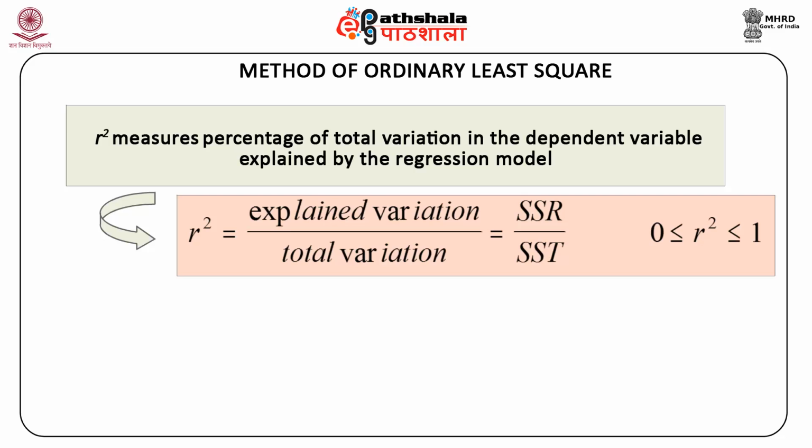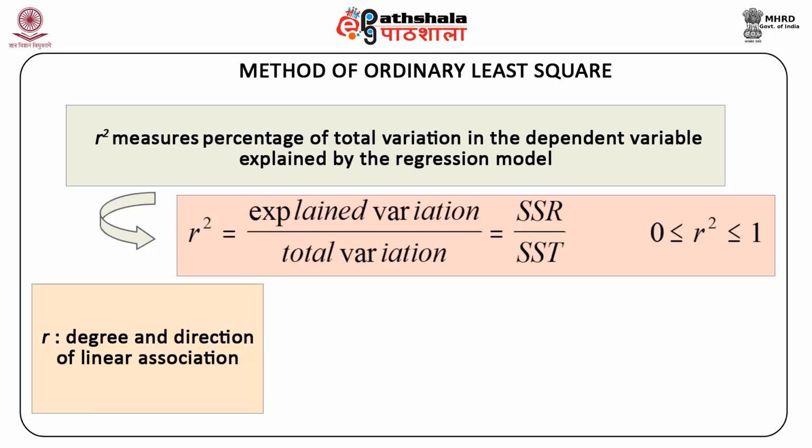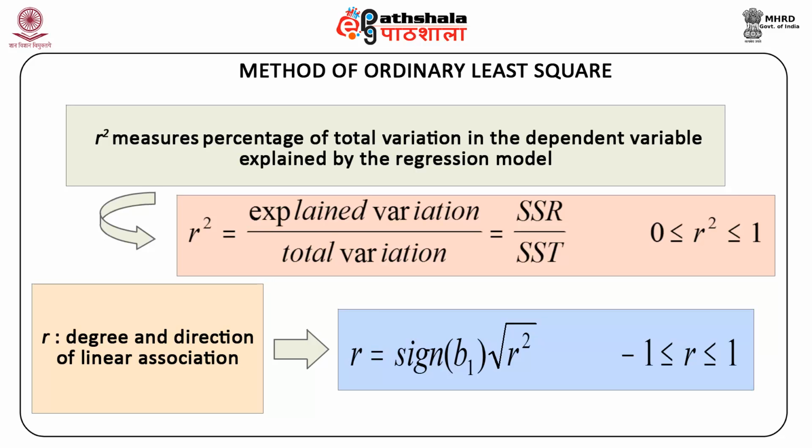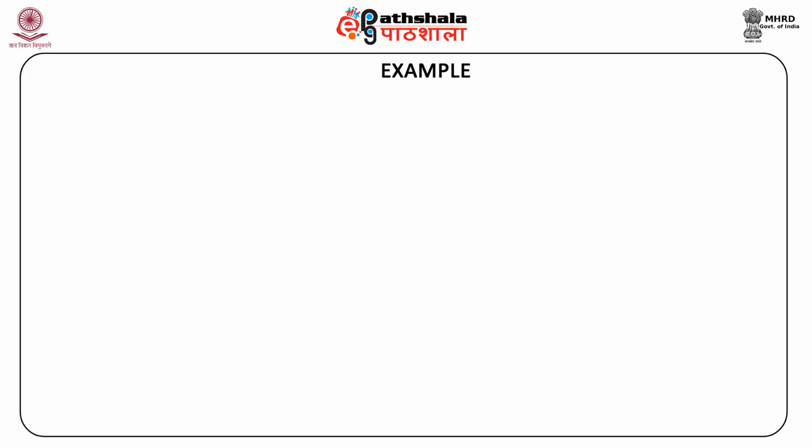From r squared, we can estimate the coefficient of correlation r, which shows the degree and direction of linear association between the two variables. R is equal to sign of b1 times the square root of r squared, where r is greater than or equal to minus 1 and 1 is greater than or equal to r. Let us understand the method of ordinary least squares with an example.